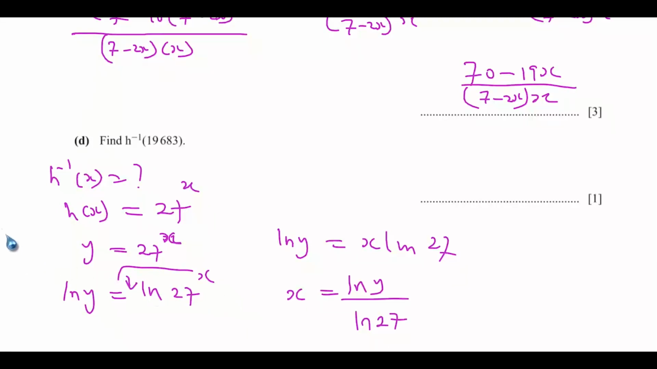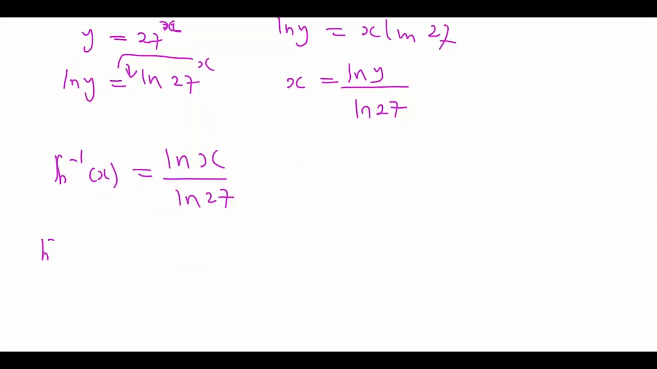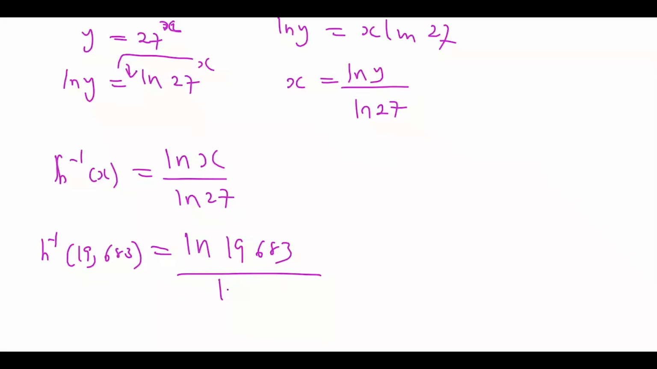So now let's replace x with h inverse of x, and y with x, so ln x over ln 27. So this will be h inverse of x. Now we can get h inverse of 19,683. So let's do that now. So h inverse of 19,683 will be equals to ln 19,683 over ln 27. So you can use your calculator to do this.